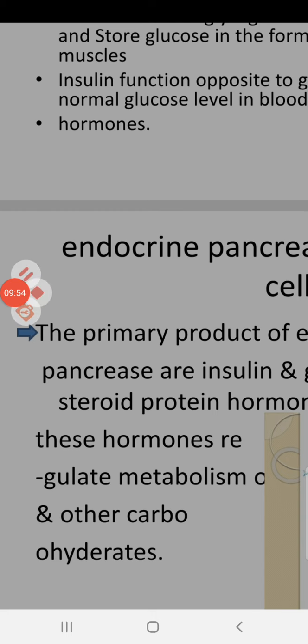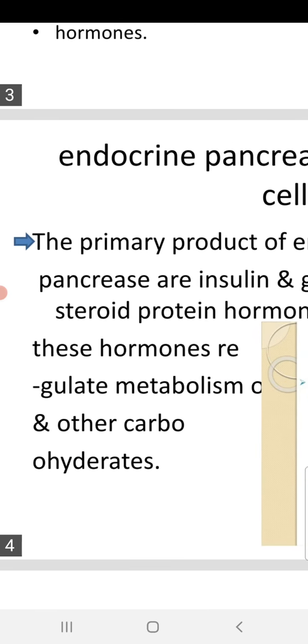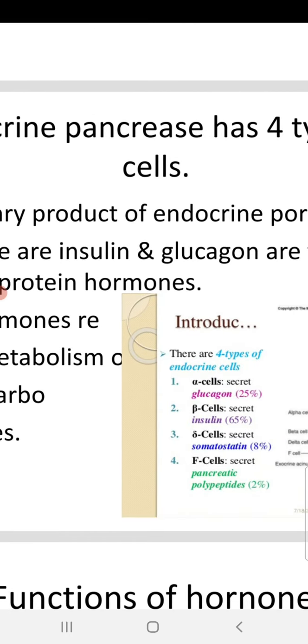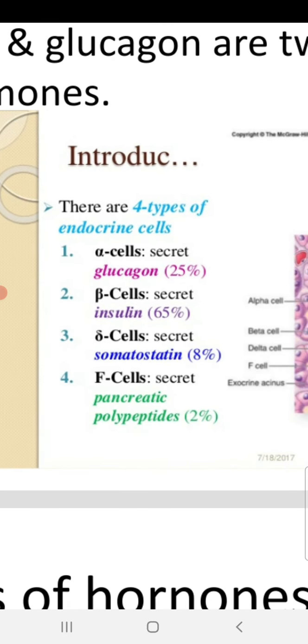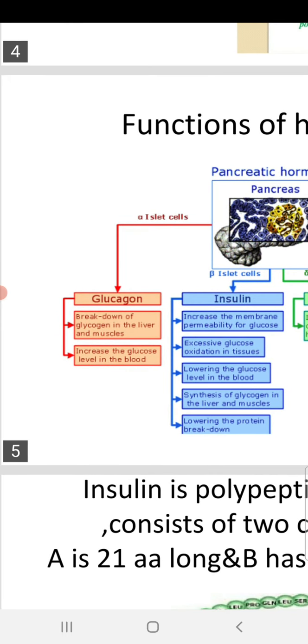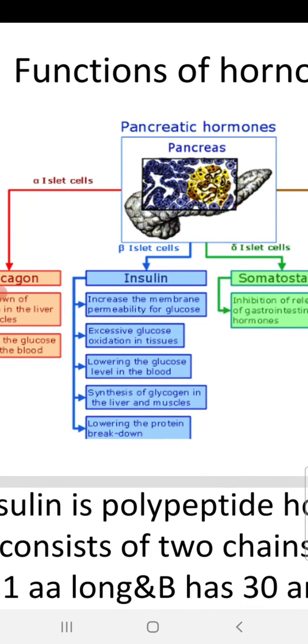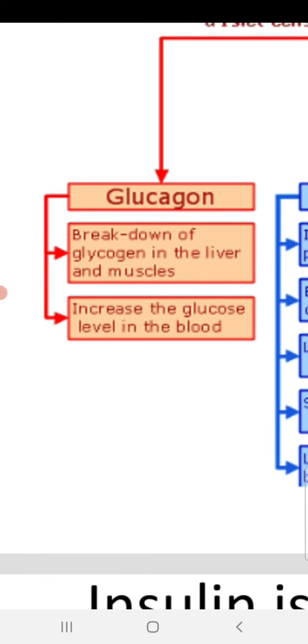The endocrine pancreas has 4 types of cells, as already mentioned in the discussion, that is alpha, beta, delta and F cells. So the functions of the hormones: glucagon has 2 functions, that is breakdown of glycogen in the liver and muscles, and increasing the glucose level in the blood.